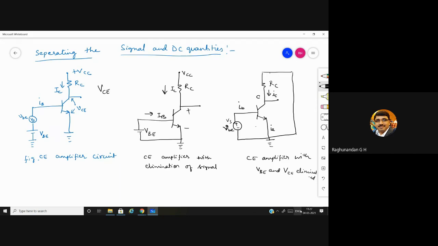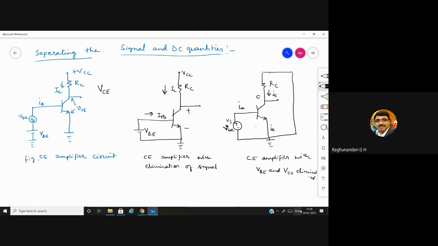Now my question is, why have I written small v capital CE in this case? Because both AC and DC components are there. Yes, both AC and DC components are mixed up.